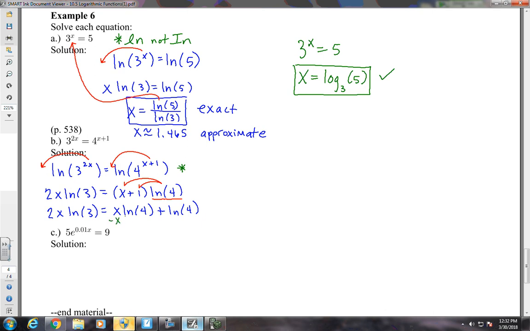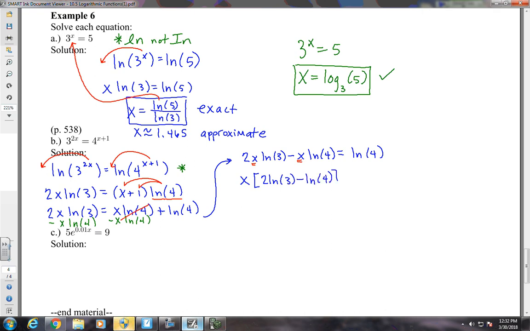So what I need to do is subtract x natural log of 4 from both sides, so that everything containing an x will land over there on the left side. So we have 2x natural log of 3 minus x times natural log of 4 equals, and we're left with a natural log of 4 over there on the right side. Notice on the left that each of my terms has an x, so I'm going to factor it out as a greatest common factor. That leaves behind 2 natural log of 3 minus natural log of 4.